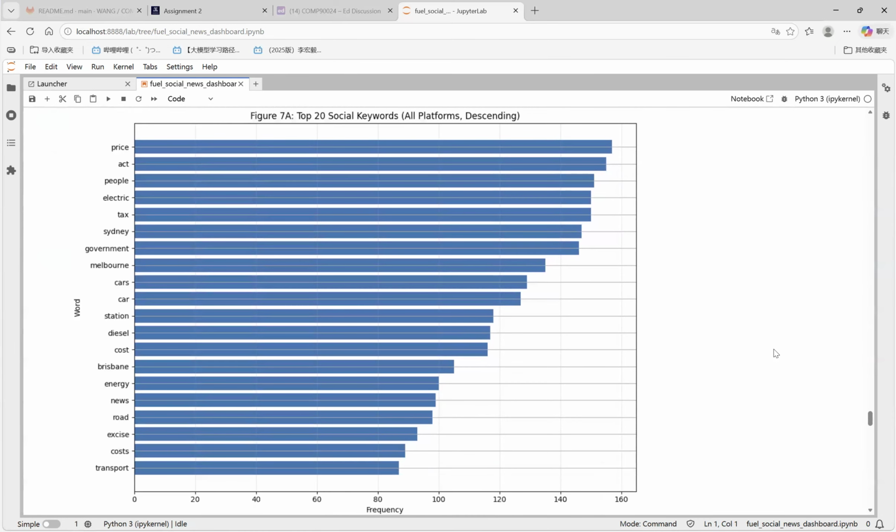And the next plot is the top 20 keywords from social media posts across all platforms. The figure helps us understand the main topics discussed in the dataset. Many frequent words are related to price, tax, government, cities, cars, and energy. This suggests that the collected posts are relevant to fuel prices, transport costs, and policy discussion. This figure is useful because it gives a clear and simple overview of the most common words in the social media data.